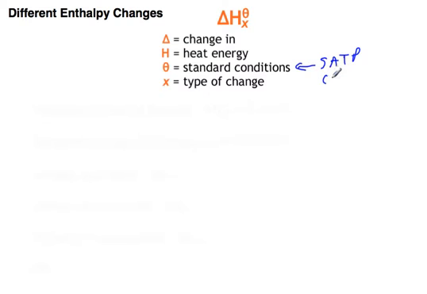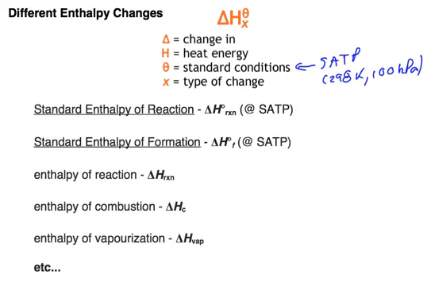So that is 298 Kelvin and 100 kilopascals. Okay, so that's SATP. That can change if you're looking at gases and stuff, but that typically would not be standard conditions. It all depends on what's going on. Then X is going to be some type of change. And so what are the different types of change? Well, there's all kinds of them. And so here's a few examples.